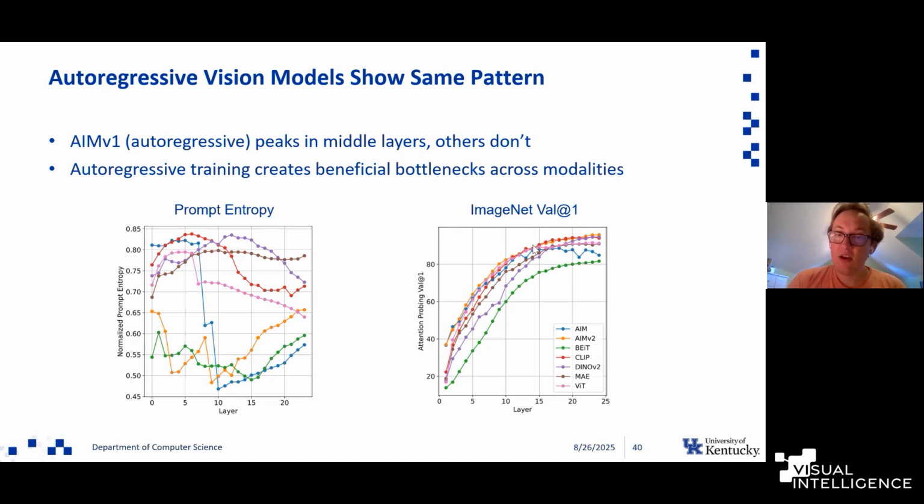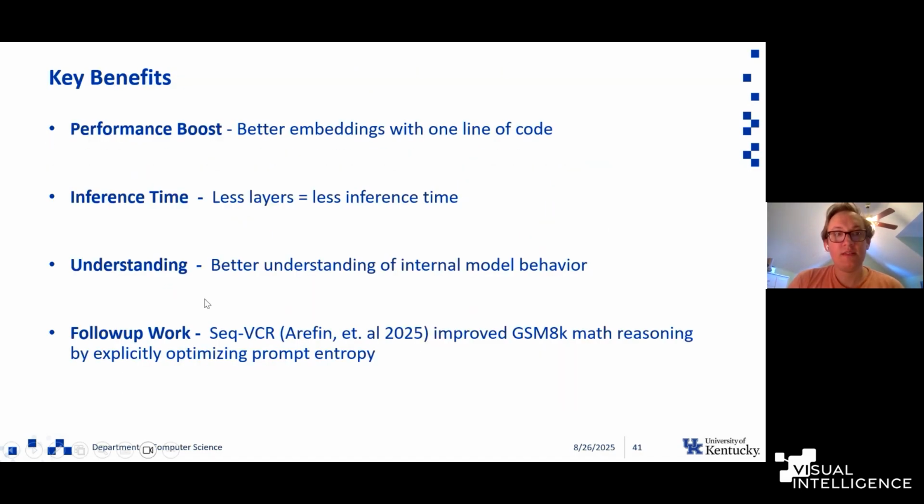And we see on the right graph that AIM is peaking around layer 15, and accuracy there is a few percent better than the last layer. So a little bit of performance boost there. The key benefit of these intermediate layers is that it's very easy to get a nice performance boost. You can get better embeddings with one line of code, just getting embeddings from the intermediate layer rather than the final layer. It's that simple.